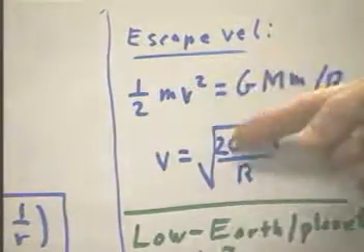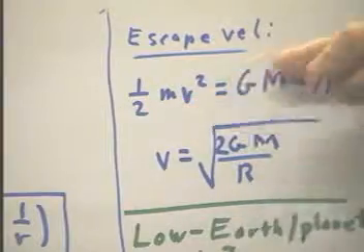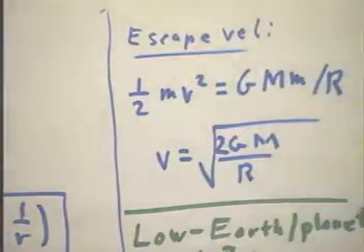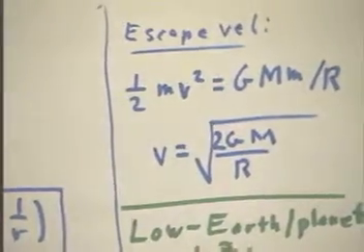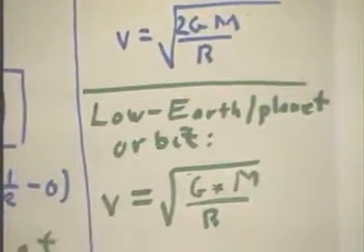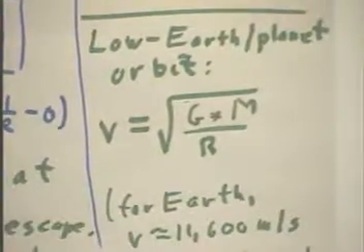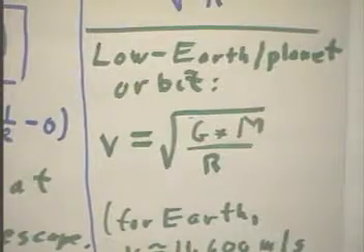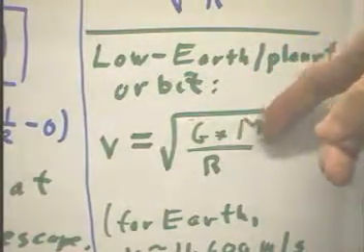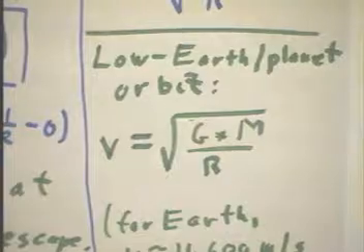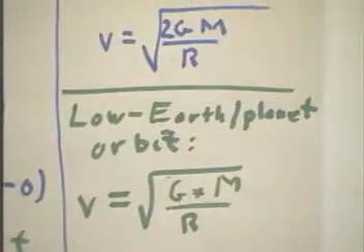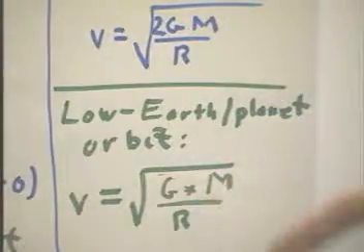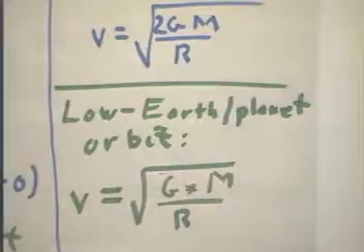Multiply both sides by 2, that's where the 2 comes from. The m will divide out, and you end up with 2GM over r. Now remember that a planetary orbit, a low Earth or low planet orbit, an orbit close to the radius of the planet, gives us a velocity of the square root of GM over r, which compares with the other expression. We've just got a 2 in this expression, or we've got no 2 in this expression. Okay?